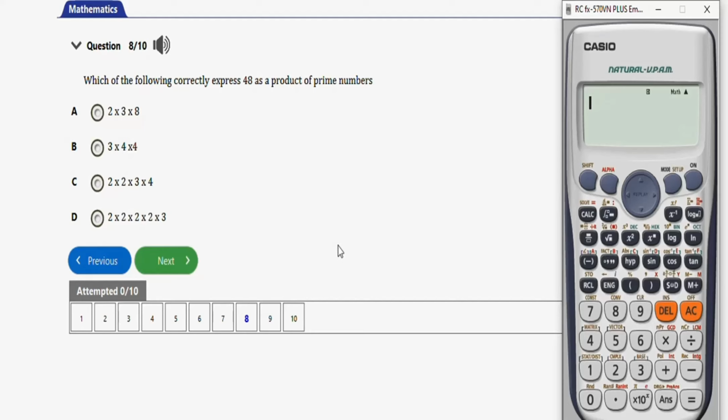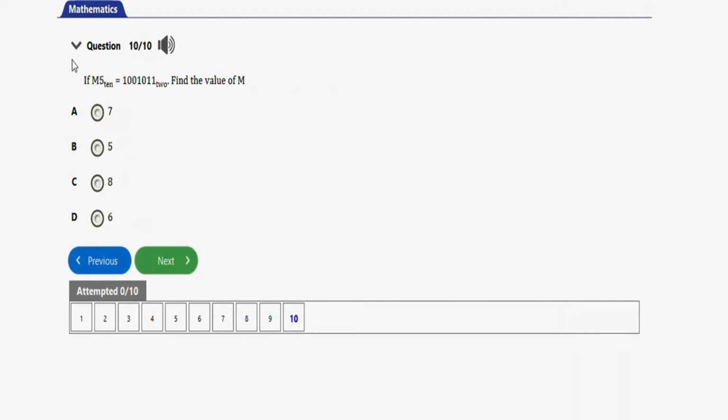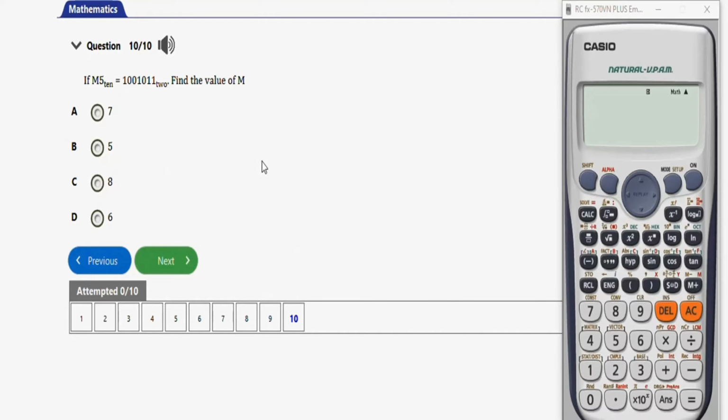The last question before I end this video will be this one. It says if m5 base 10 equals this value, find the value of m. Okay guys, for this kind of problem you can also do it with a calculator. I'm going to show you now. Let's bring a calculator and solve this last problem. So for this problem, let's go back to base mode, press mode option 4.